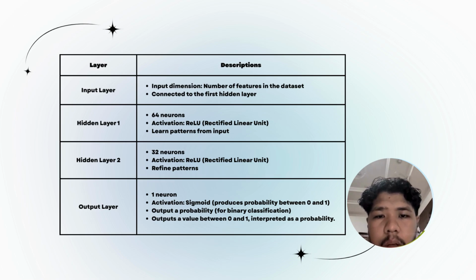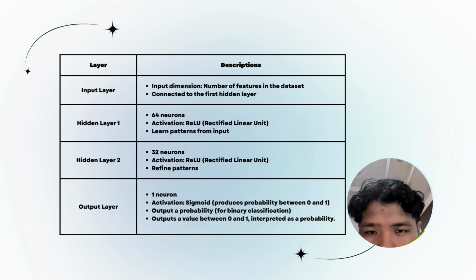The description of the input layer is the input dimension, the number of features in the dataset, connected to the first hidden layer. For hidden layer 1, there are 64 neurons with rectified linear unit activation. It also learns patterns from the input. In hidden layer 2, there are 32 neurons, with rectified linear unit activation. This is to refine the patterns even more.